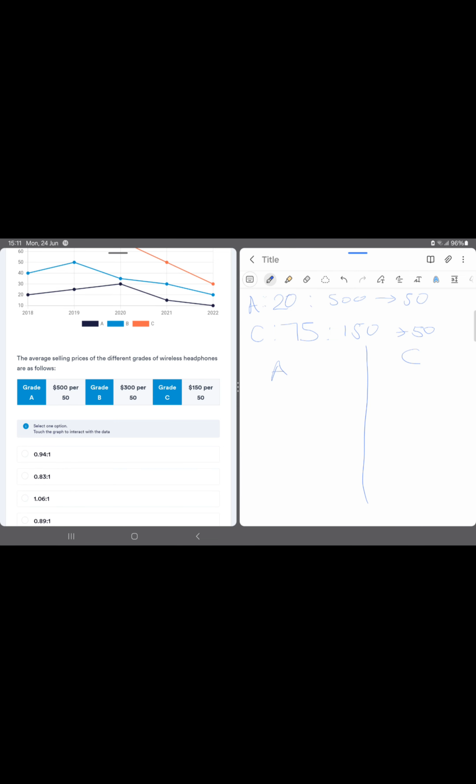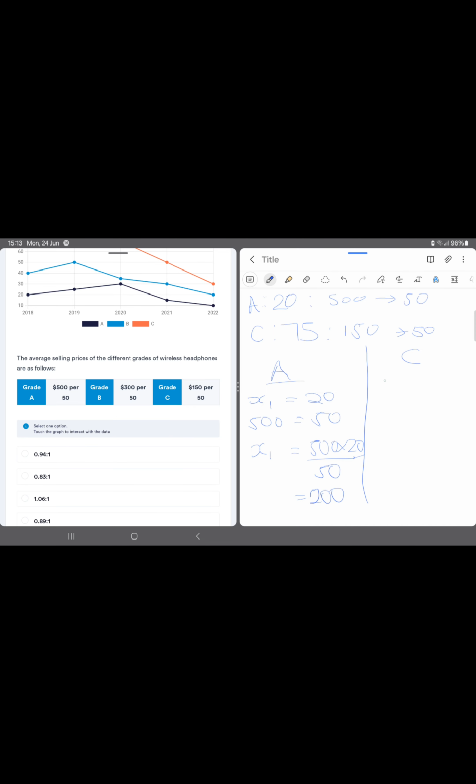Then to look at the value for A, it will be on this side. So we've got x1 is equal to 20, and then 500 is equal to 50. Use cross multiplication. So we have x1 is equal to 500 times 20, all divided by 50. You can punch that into your calculator, and that gives us 200.